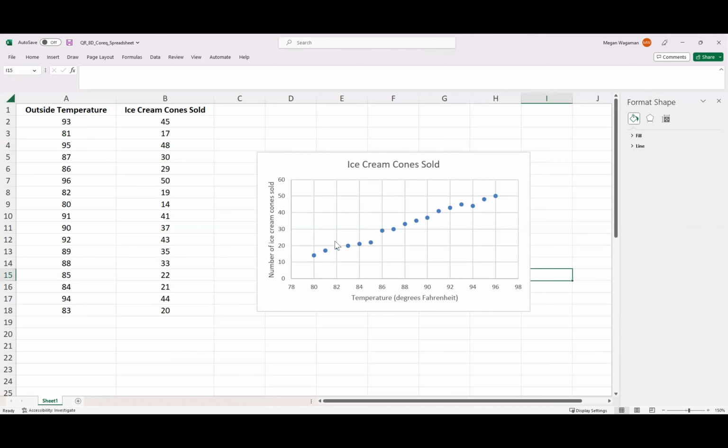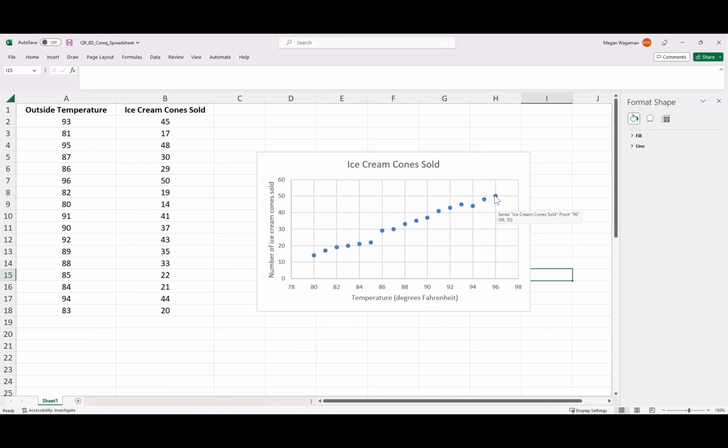And so that just gives a little more good information to our scatter plot. So the first question in the book, I'm just going to keep this page up, says that once the scatter plot is made, number 1B says, select the point in the scatter plot that is furthest to the right. So that would be this point. Position your mouse over the point and the coordinates will show. So that's what I've done here. And it says, use the X and Y values to fill in the blank. So what this means is that when the temperature was 96 degrees, 50 ice cream cones were sold.